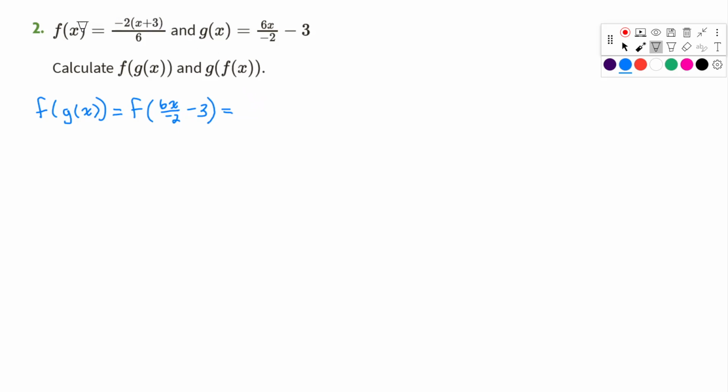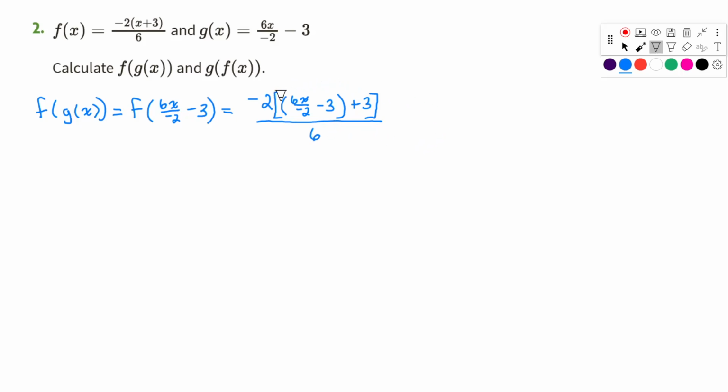So now, inside my f of x function, wherever I have x, I'm going to replace it with this expression. So that means we're going to have negative 2. I'm going to change the parentheses in my f of x expression to brackets so that I can do parentheses around what replaces the x, which is 6x over negative 2 subtract 3, and then we have a plus 3 inside those brackets. So all I've done so far is replace the x in the f of x, and this whole thing is over 6.